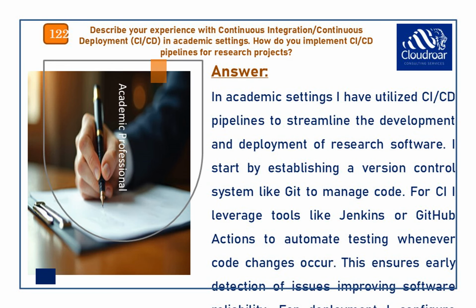Question 122. Describe your experience with continuous integration, continuous deployment, CI/CD, in academic settings. How do you implement CI/CD pipelines for research projects? In academic settings, I have utilized CI/CD pipelines to streamline the development and deployment of research software. I start by establishing a version control system, like Git, to manage code. For CI, I leverage tools like Jenkins or GitHub Actions to automate testing whenever code changes occur.